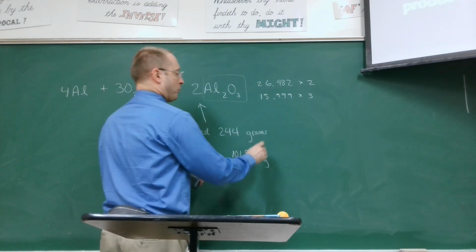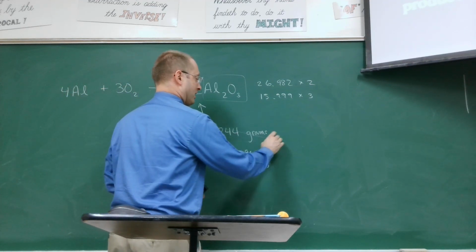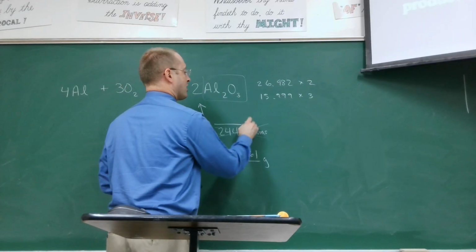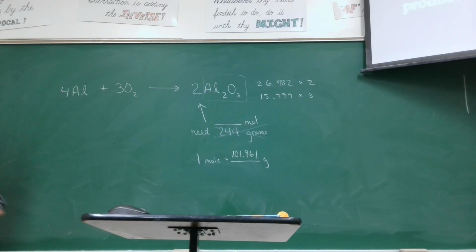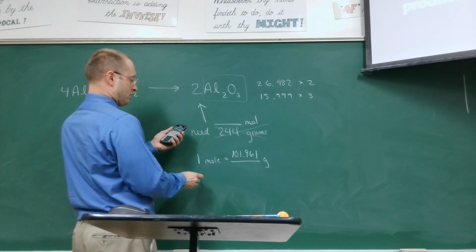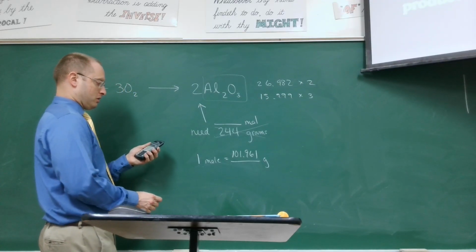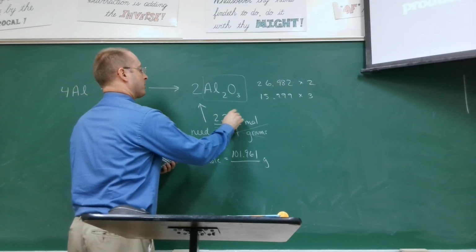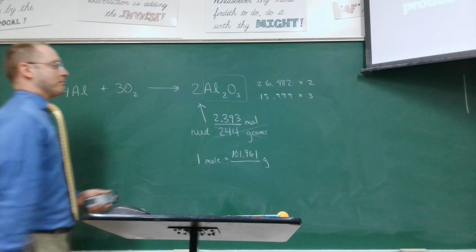So we need 244 grams. I don't care about that. I need to know how many moles we need. Again, it's going to be a little bit more than 2. How do we figure out how many moles we need, class? Good. 244 divided by the 101.961. And I knew it was going to be over 2. In this case, it comes to what? 2.393. That's how many moles we need.